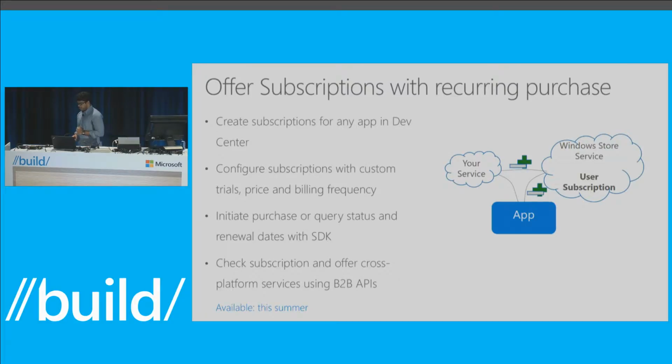Offer subscriptions. For example, you want to have a $10 fee for your users to consume your music service. You can create subscriptions for any app that you have in Dev Center. You will be able to configure prices, periodicity, and trial terms for each of your subscriptions. You can initiate purchase, query for status and renewal dates using the Windows 10 SDK or using the B2B APIs. This way, you can offer rich experiences in your app and offer powerful cross-platform experiences for your customers.